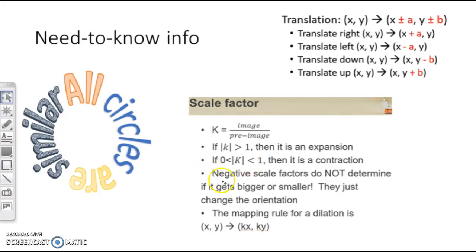Negative scale factors do not determine if it gets bigger or smaller. They just change the orientation. And the mapping rule for a dilation is you're going to multiply your x and y by that scale factor. You're going to make it that many times bigger or smaller. Okay, so let's jump into our quiz.